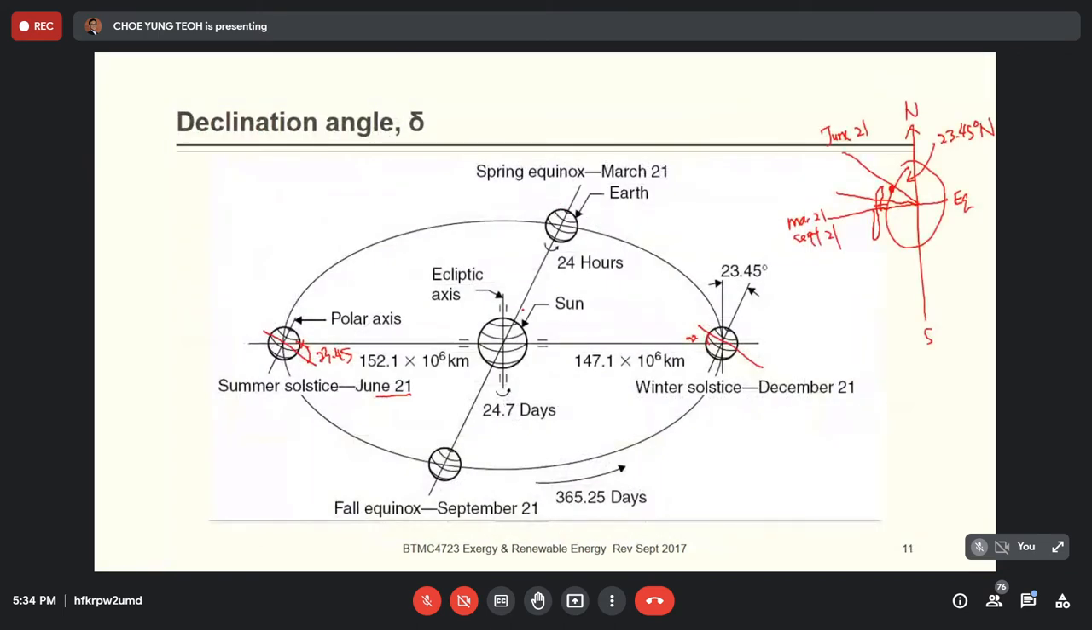Okay, you can see that Earth's orbit is an ellipse, and at some locations the Earth is quite close to the sun, and at some locations it is getting far away. You can see 152 times 10 to the power of 6 and 1547 times 10 to the power of 6, the difference in distance. Okay, then why will the Earth not be swept by the gravity of the sun and fall onto the sun?